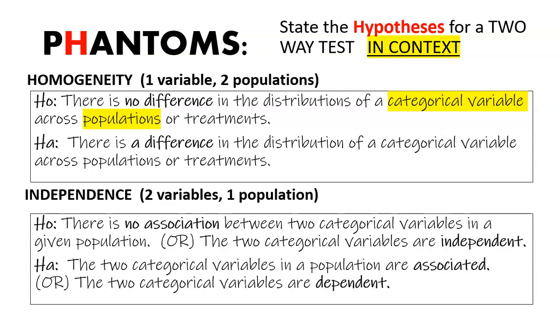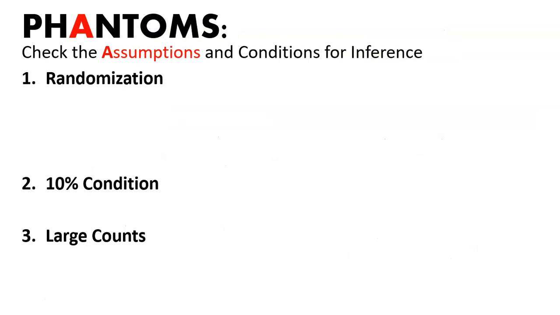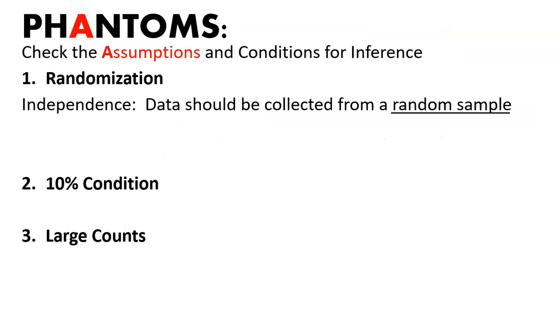The independence test is when we're actually testing for association or for independence. So you're going to write out there's no association between the 2 categorical variables in that given population. And again, you're going to do that in context. Or you could say the 2 categorical variables are independent. Your alternate hypothesis is that the 2 categorical variables in the population are associated, or you could say they are dependent.